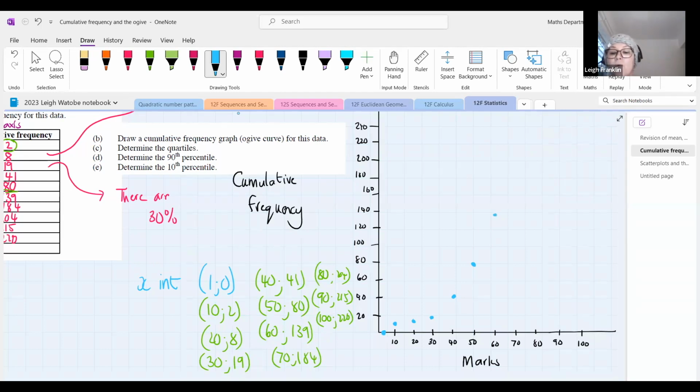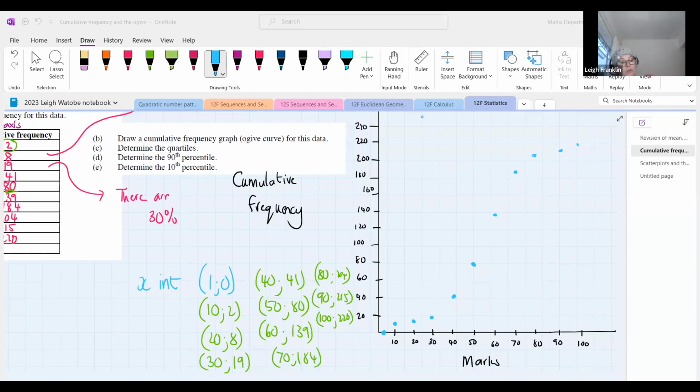70 and 184. That'll be somewhere over there. And then 80 and 204. And 90 and 215. And the last point would be 100 and 220. Can you see how it's making that S-shaped curve I was speaking about at the beginning?